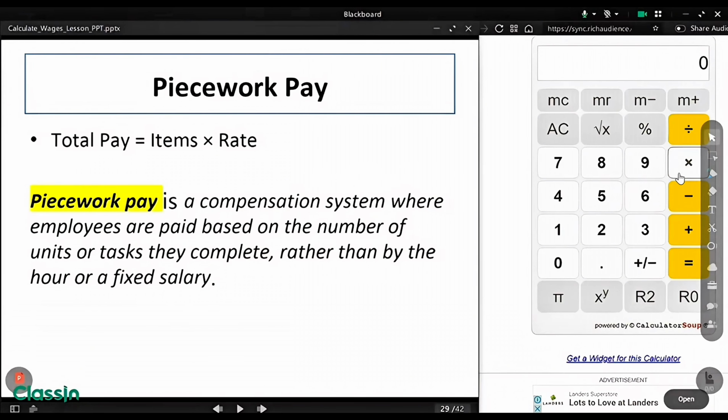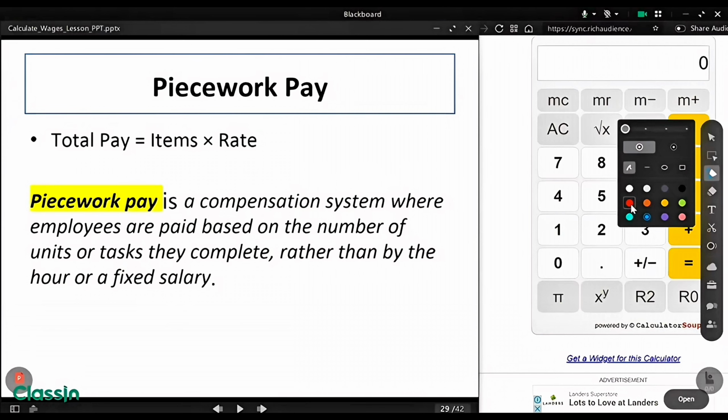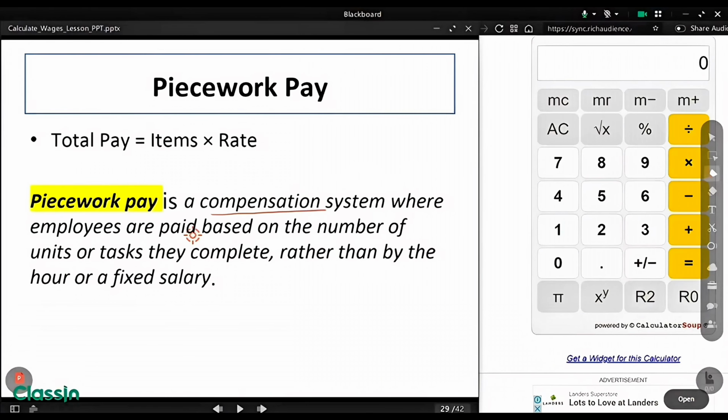So when we say piecework pay, it is a compensation system where employees are paid based on the number of units or tasks they complete, rather than by the hour or a fixed salary. The formula in computing piecework pay is total pay is equal to items times rate.